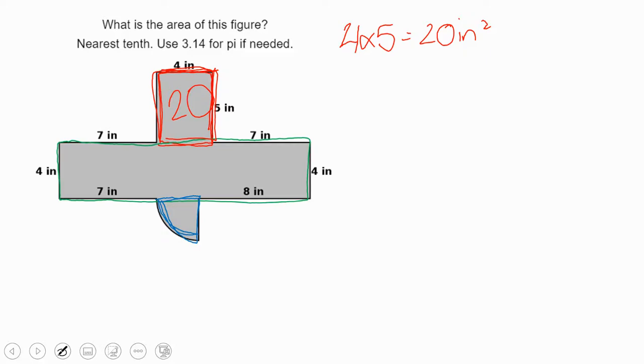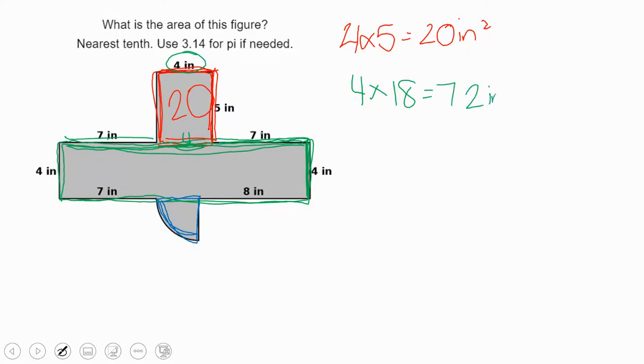Right, next I'm going to find the area of the green rectangle. So that is length times width. Well, I know that this length is 4. And I have to figure out what this distance is. So it's going to be 7, 7, and this distance right here is 4. So 7 and 7 is 14, plus 4 is going to be 18. So the area there is 72 inches squared.